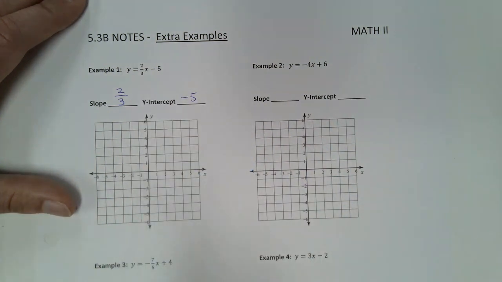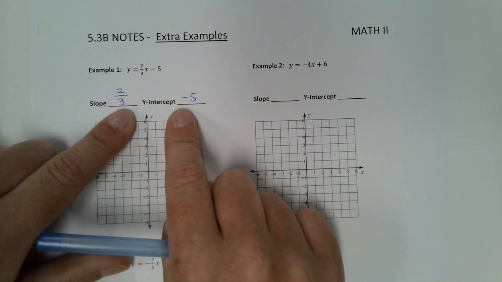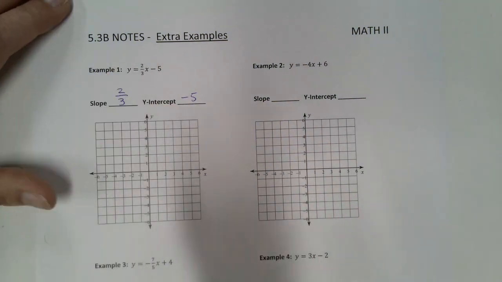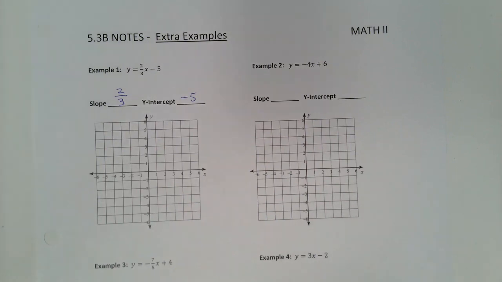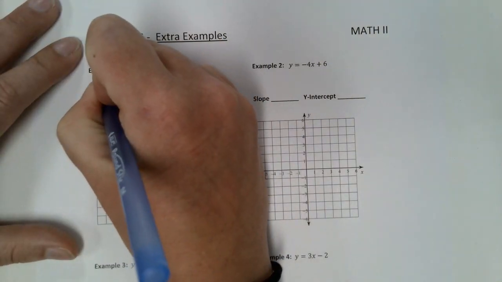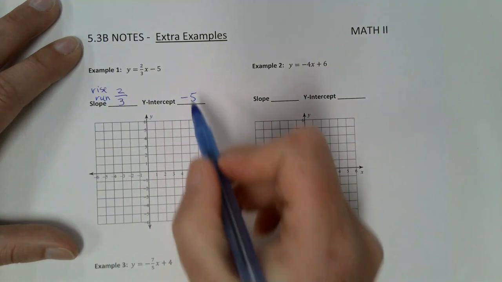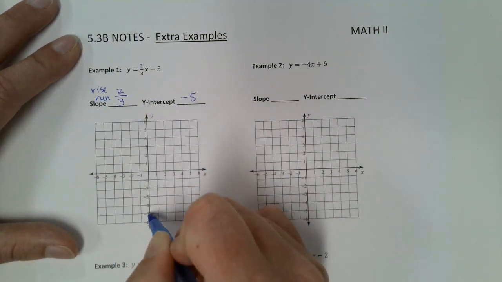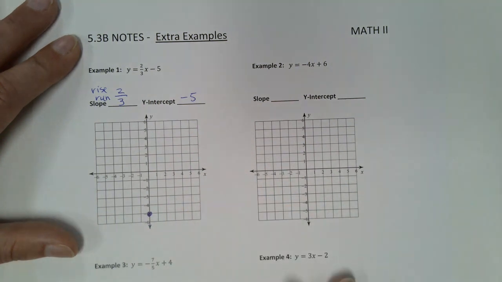Then when we graph, which one of these do we start with? You have to start at the y-intercept. You can't start at 2/3 because that doesn't tell you a location. This is a rise and a run. That's not a location. So we start here on the y-axis. We go down to -5. Put a point there. And then we do our slope.